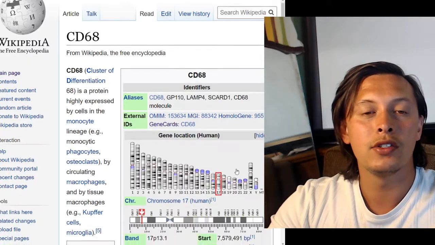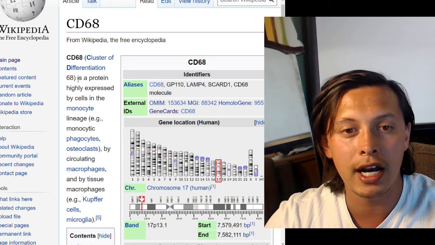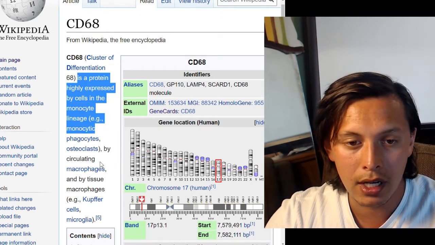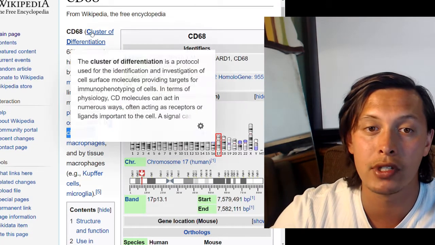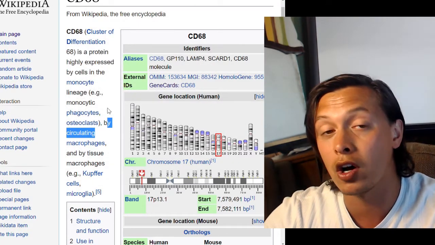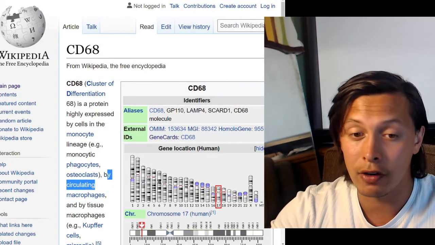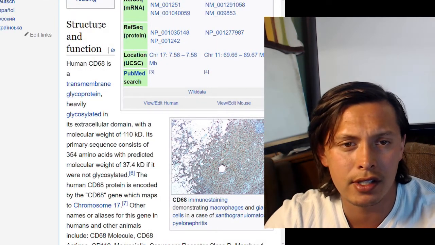So CD68, cluster of differentiation 68, is a protein highly expressed by cells in the monocyte lineage, by circulating macrophages and by tissue macrophages. So this is a protein that is highly expressed, which is why they call them CD68 positive macrophages in the paper. So what is the function of CD68?